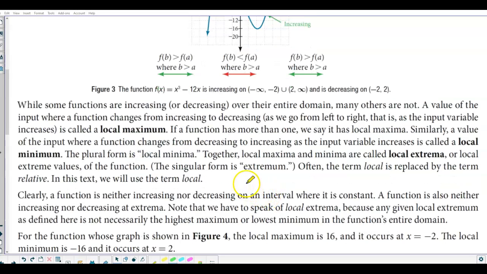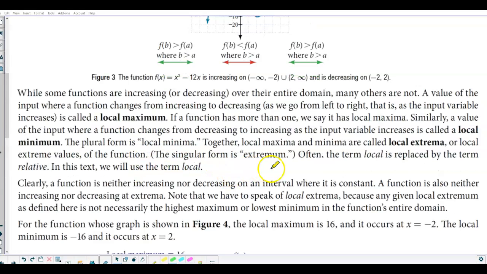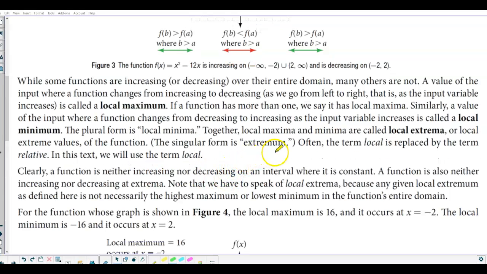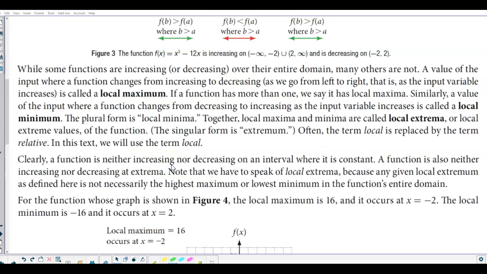Similarly, a value of the input where a function changes from decreasing to increasing as the input variable increases is called a local minimum, and the plural form is local minima. Together, local maxima and minima are called local extrema, or local extreme values of the function. The singular form is extremum. Often the term local is replaced by the term relative. In this text, we'll use the term local.